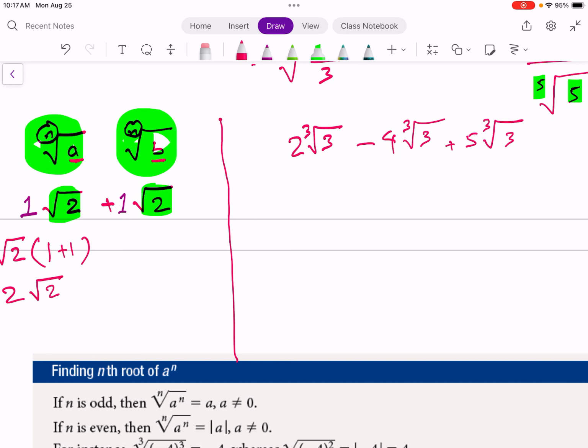Now all these radical expressions are alike, right? They all have the same index. See, the index is exactly the same, 3, and their radicand is the same, 3, 3, 3. If this is the case, now we can add, multiply, and you can just factor out.